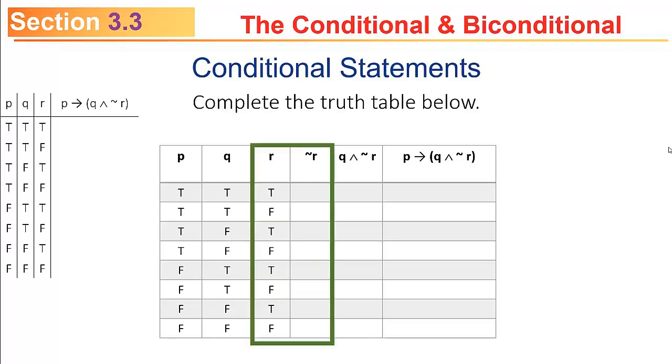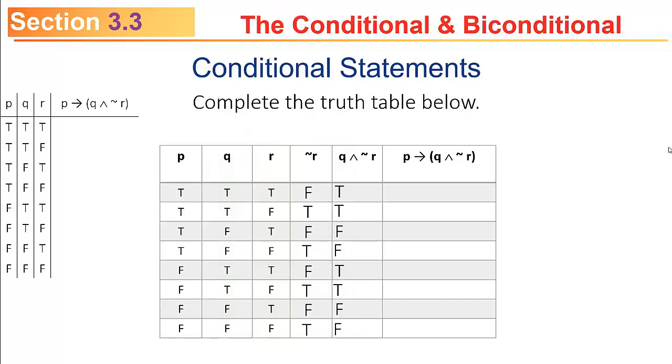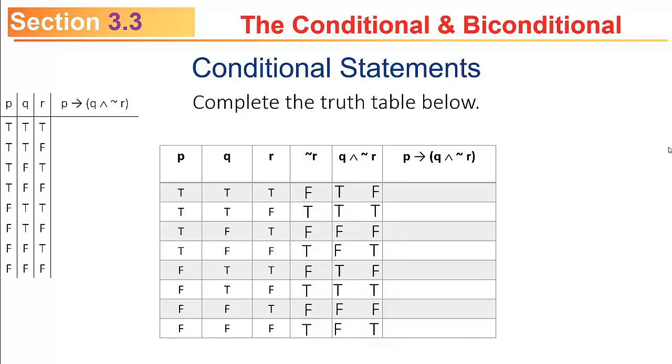The first thing you want to concentrate on is the not R column. You have the R column. All you have to do is change the truth values to their opposites and you'll have the not R column. Then you want to go to the next column, and you notice in the next column you have a Q, but you know the values of Q from the second column, so you move those over under the Q. Same thing for the not R. I just produced the not R column, so if I copy that underneath the new not R, I have that, and then I notice there's an and between those two.